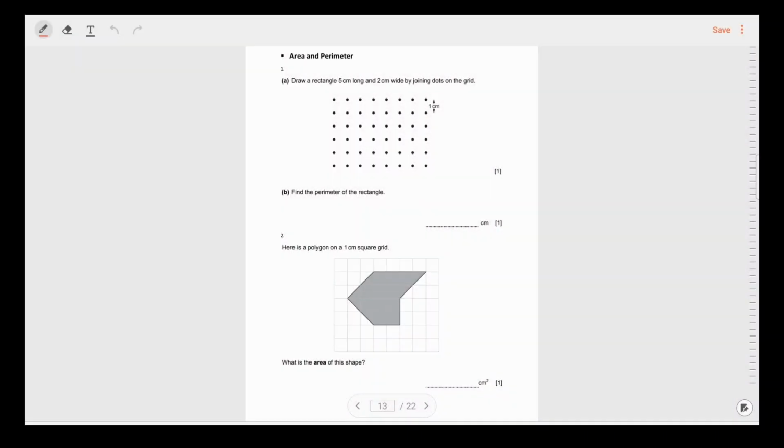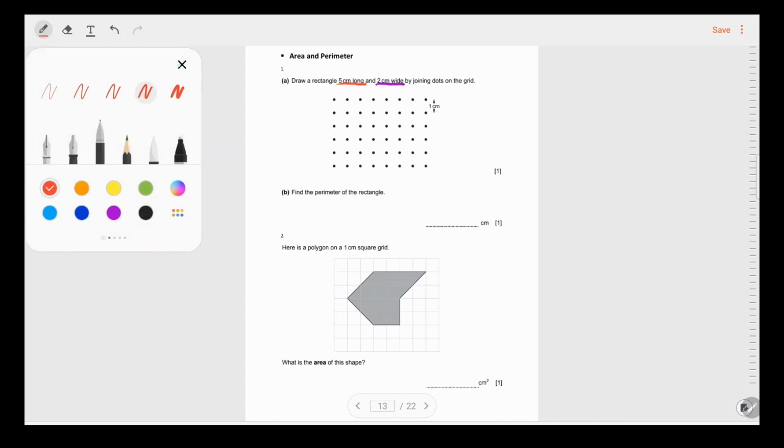Let's move on to the next topic, which is area and perimeter. The first question says draw a rectangle 5 centimeters long and 2 centimeters wide by joining the dots on the grid. As you can see on the grid, they show that the distance between two dots is 1 centimeter. So we need to draw a rectangle which is 5 centimeters long and 2 centimeters wide.